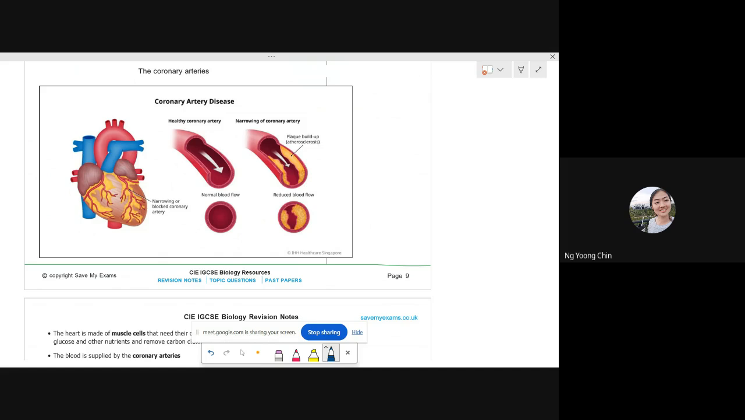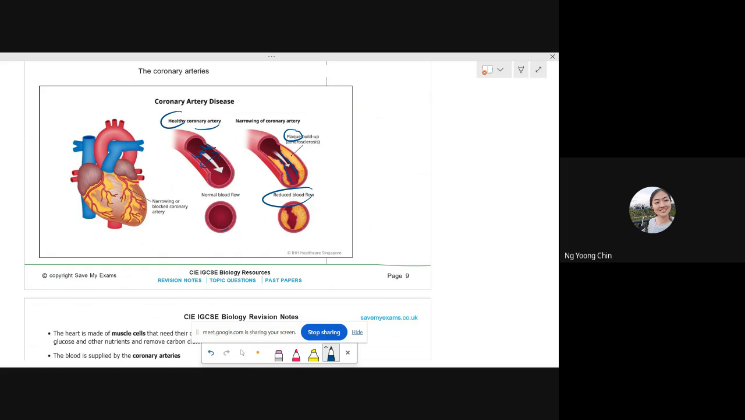So you know why? This is a healthy coronary artery. You can see that the lumen is still wide, right? Very wide. There's space for the blood to flow. So this is normal blood flow. But what happens if narrowing of the coronary artery happens is that plaque builds up within the vessel wall. So when the plaque builds up within the vessel wall, it will cause the blood vessel lumen to become very small. So the blood flow is reduced like this.